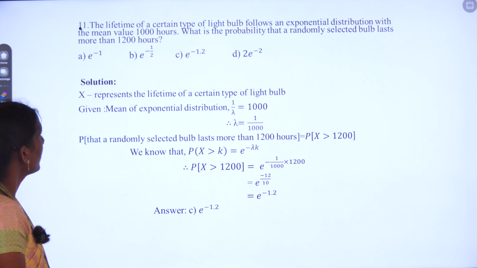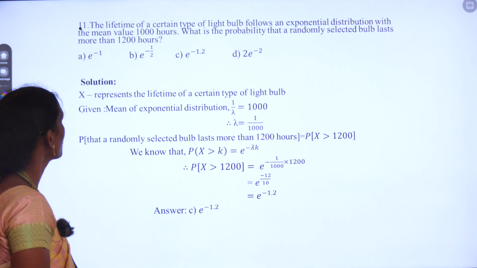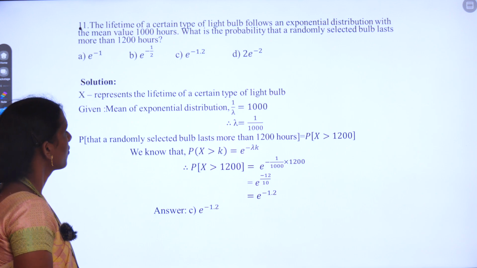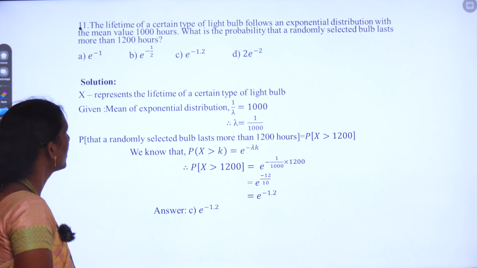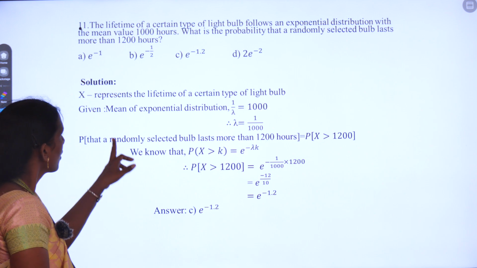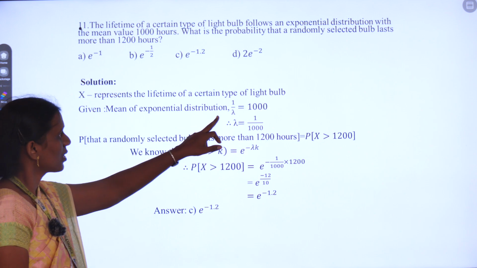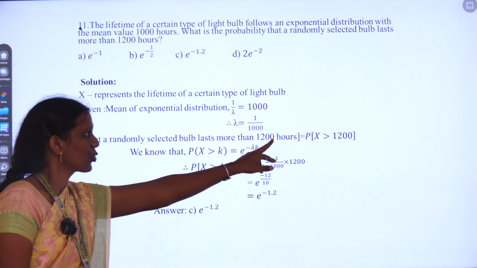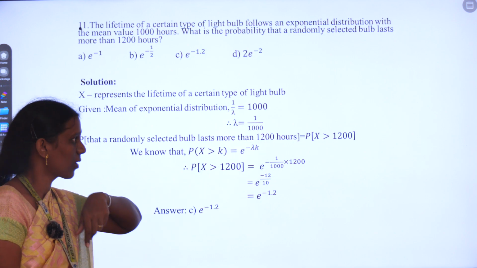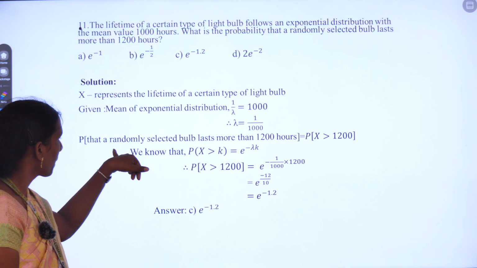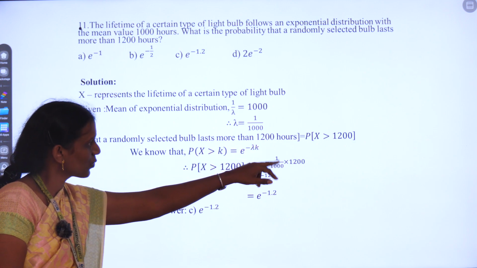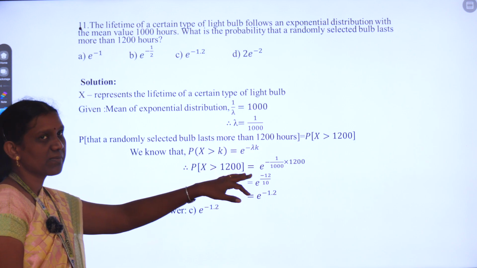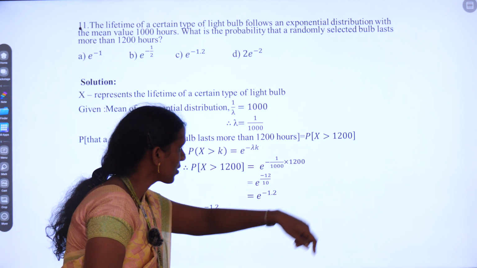Problem number 11. The lifetime of a certain type of light bulb follows an exponential distribution with mean value 1000 hours. What is the probability that a randomly selected bulb lasts more than 1200 hours? So here the mean of the exponential distribution, that is 1 by lambda, is given to be 1000. Therefore lambda is 1 by 1000. We were asked to find the probability that a randomly selected bulb lasts more than 1200 hours. So more than means we have to use x greater than 1200.